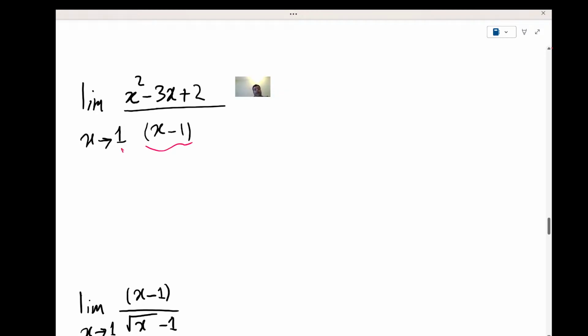If you put 1 in here, absolutely that is 0, and if you put 1 in the denominator, it is also 0. Therefore, the answer is limit 0 divided by limit 0. What we must do here is find x minus 1 in the top and bottom, and after that we cancel them, and then we put the limit again.